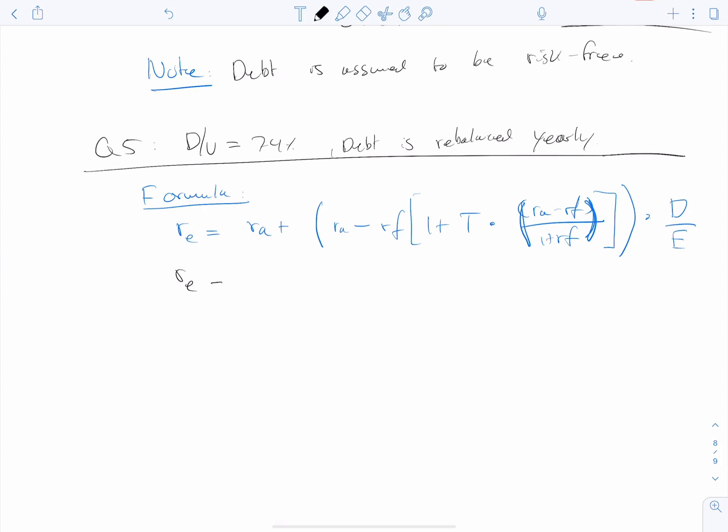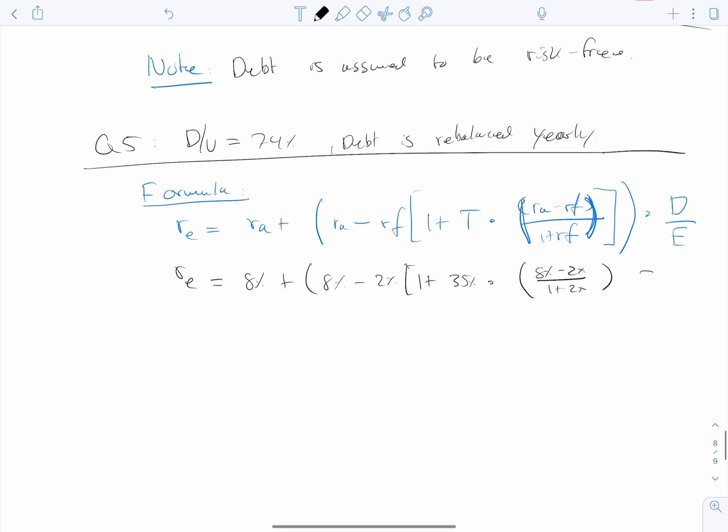And we can say that return on equity is equal to 8% plus 8% minus 2%, 1 plus 35% times 8% minus 2%, over 1 plus 2%. And then we know from before that this is 2.85. This gives us the return on equity is now 24.96%.